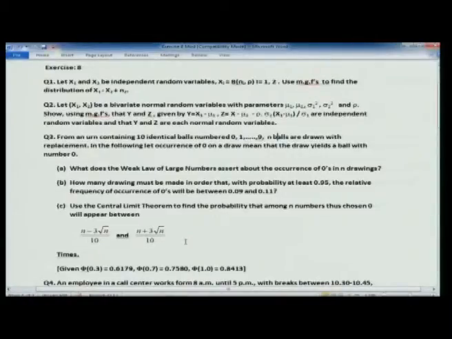Now, question 2. X1 and X2 form a bivariate normal random variable. They are bivariate normal random variables with parameters mu 1, mu 2, sigma 1 square, sigma 2 square, and rho. So, rho is your correlation coefficient. Show using MGFs that Y and Z, given by, so Y is defined as X1 minus mu 1 and Z is defined as X2 minus mu 2 minus rho into sigma 2 upon sigma 1 into X1 minus mu 1. So, you have to show that these two random variables are independent, and that Y and Z are each normal random variables.